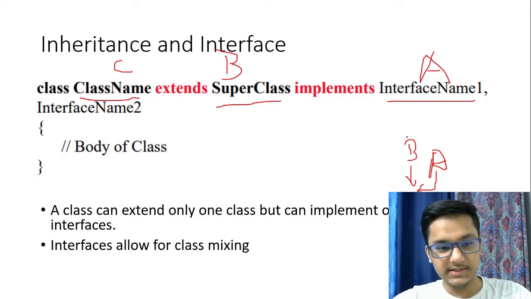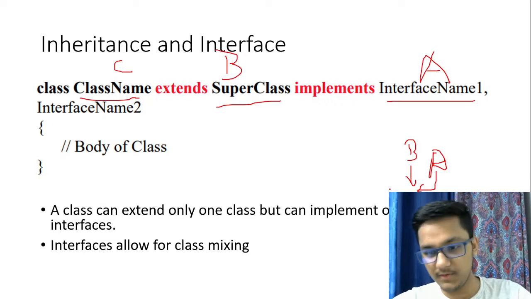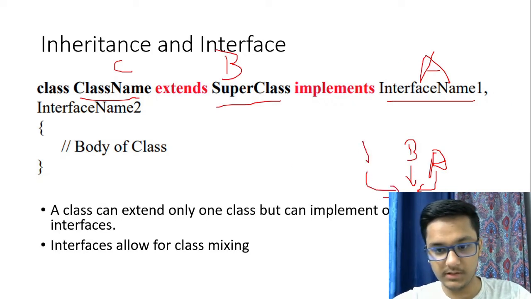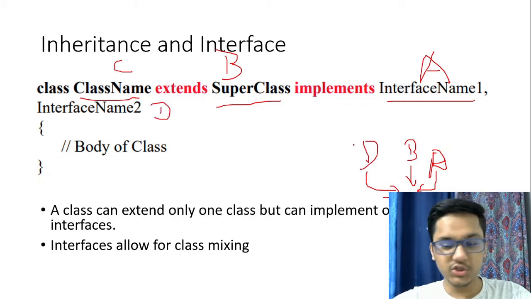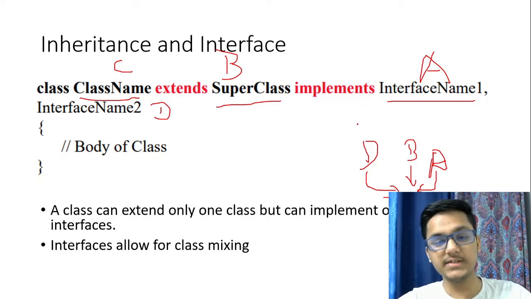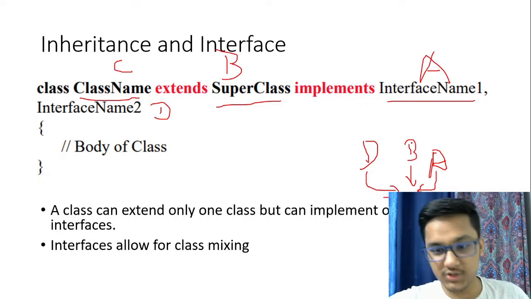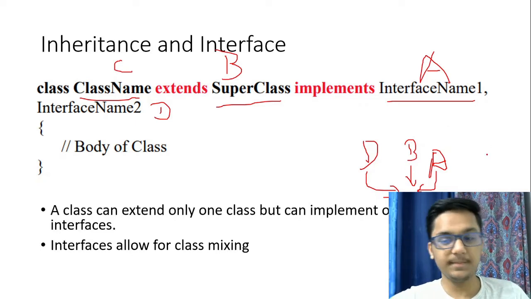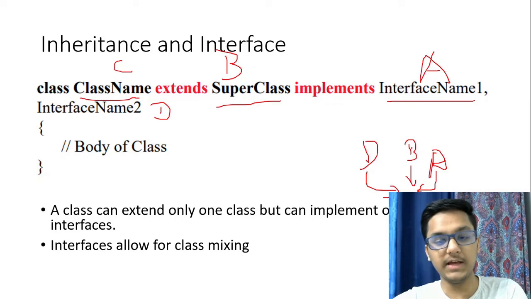This child class C now has two parents. And if you want one more, for example, we can have one more. This will be D. So the name of the child class is C. The name of the parent class is B. And the names of the interfaces which it implements are D and A. So you can see how this child class C has three parents. So this is nothing but multiple inheritance.